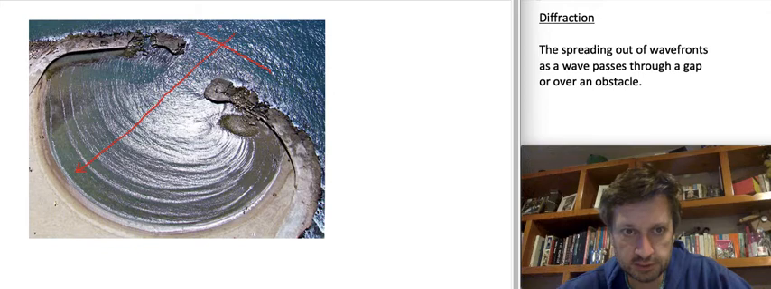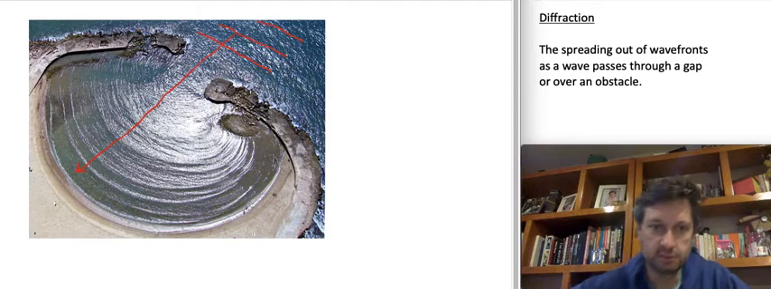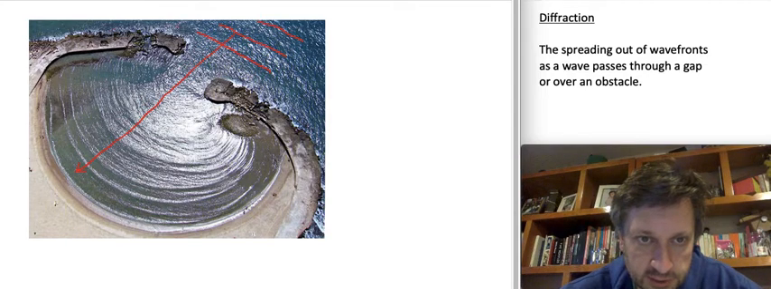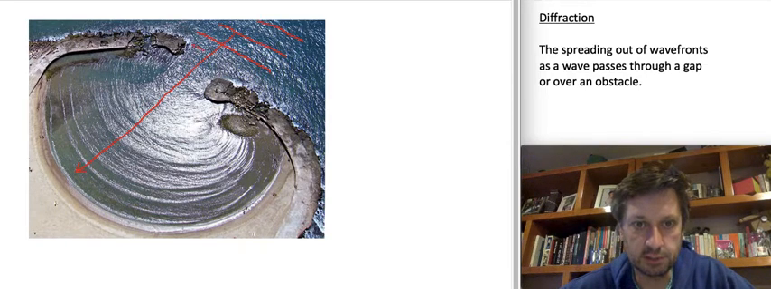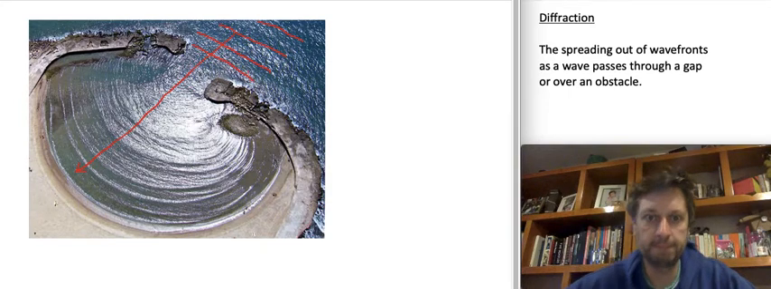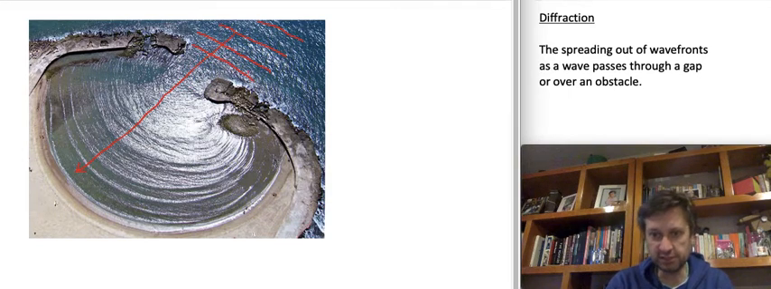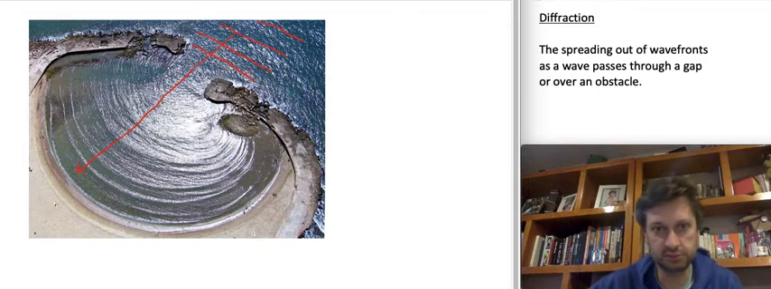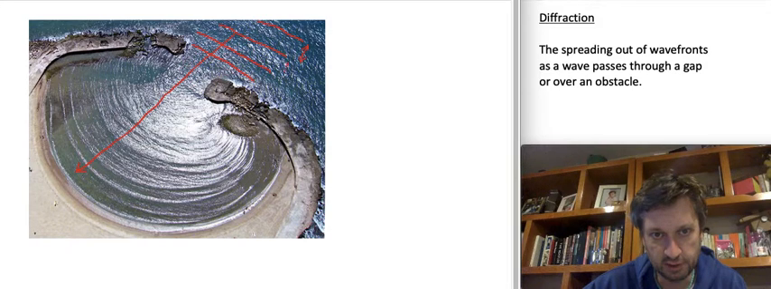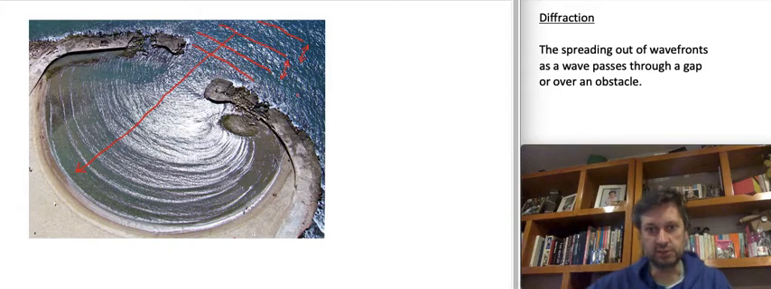So crest, maybe there, crest, maybe there, crest, so on. Maybe one there just before it hits the harbour. Okay. So the distance from wavefront to wavefront is the same, or I've not drawn it very well, but that should be one wavelength, and that should be one wavelength, and they should be the same size wavelength.